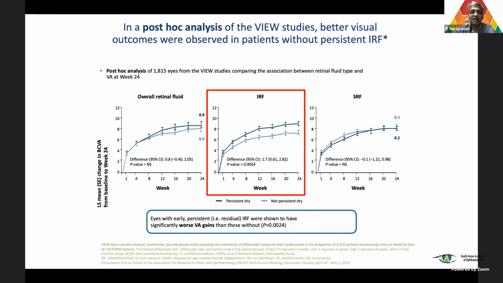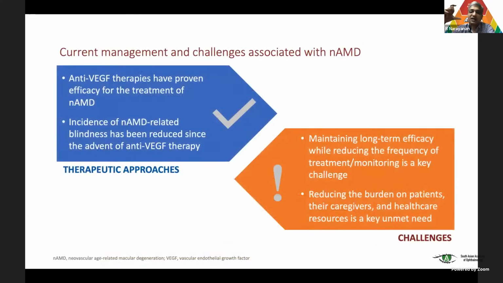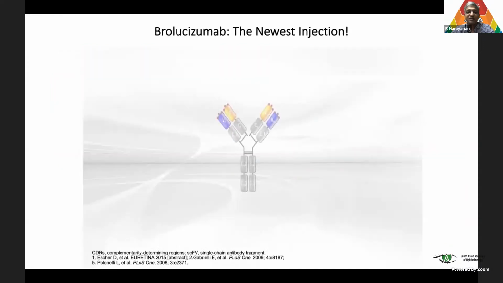Now, this is again for IRF versus SRF. Even in the other trials, with brolucizumab, we have shown that IRF is much more dangerous than subretinal fluid. So the current challenge, as I said, is with the number of injections or the duration between injections. And in that context, I will be showing one case of brolucizumab today. But the main thing to remember or know about brolucizumab is its very, very small size.